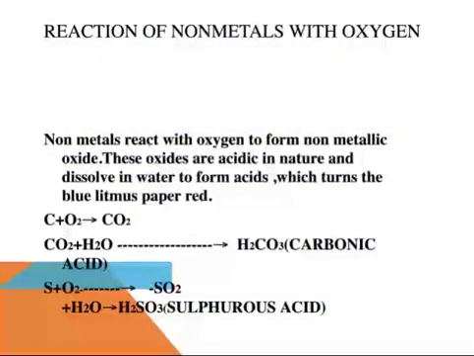Next, we are going to see the reaction of non-metals with oxygen. Non-metals, when they react with oxygen, form non-metallic oxides. These oxides are acidic in nature, and when dissolved in water, they form acids. This will turn blue litmus paper red.